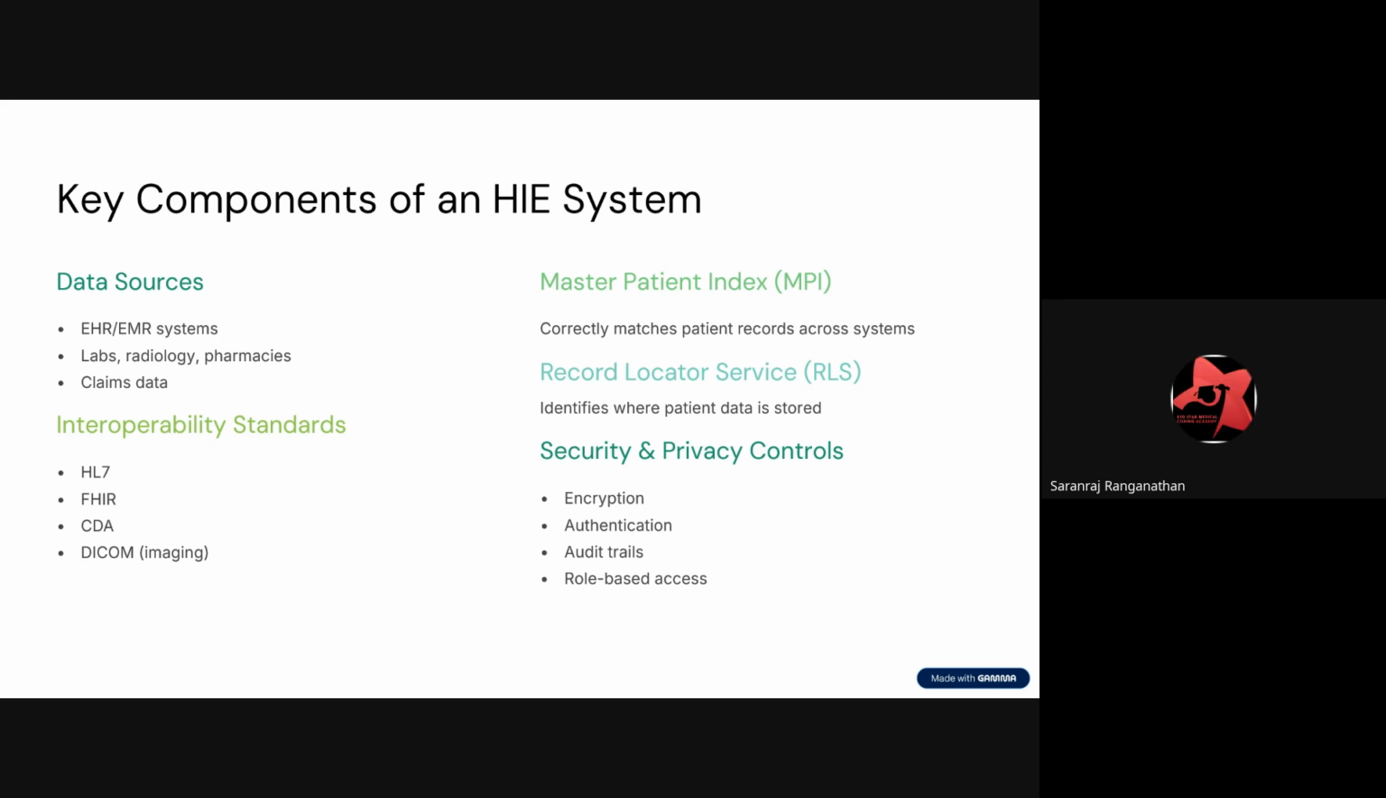Okay, so in security and privacy, I'm just repeating it: encryption, authentication, audit trails, and role-based access. These are the privacy and security controls usually provided in the health information exchange system. Then these interoperable standards, just try to see these abbreviations. Health Level 7 and FHIR, Fast Healthcare Interoperable Resource.